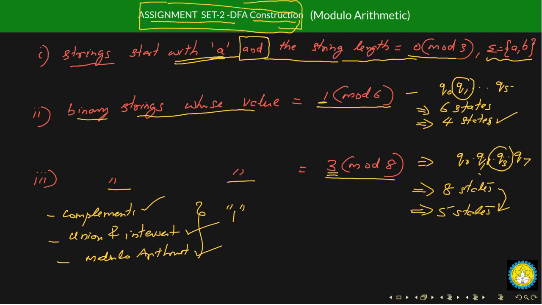I forgot to mention one more question that was asked in your university question. It's again based on modulo arithmetic notation. The question is to find the binary strings with value congruent to 1 mod 4. These types of questions are very easy once you know the method. So you can work out this question also as part of your assignment.